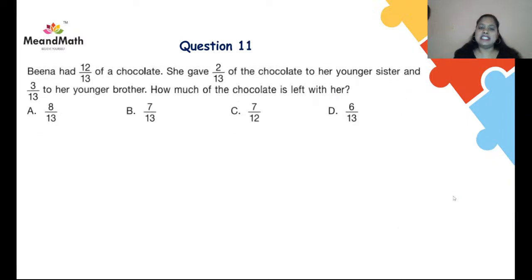Okay, question 11. Beena had 12 by 13 of a chocolate. She gave 2 by 13 of a chocolate to her younger sister and 3 by 13 to her younger brother. How much of the chocolate is left with her?